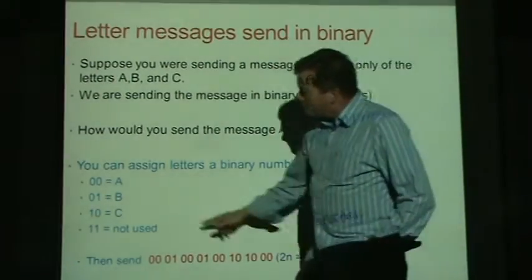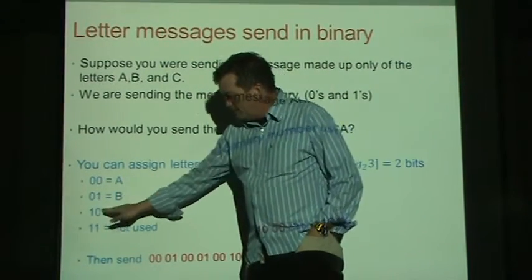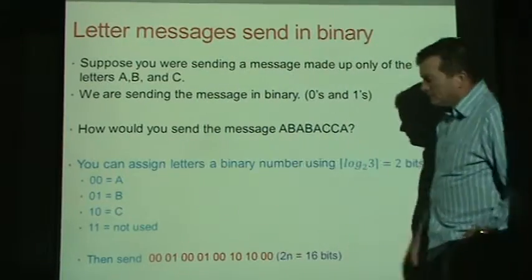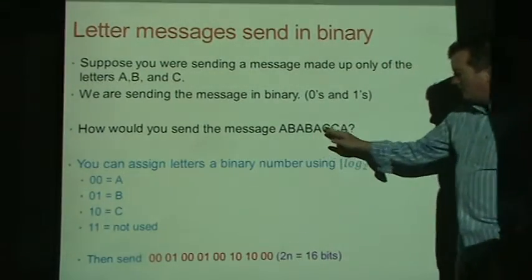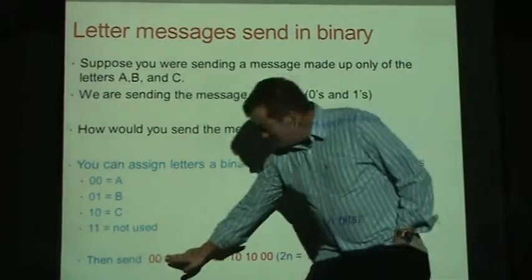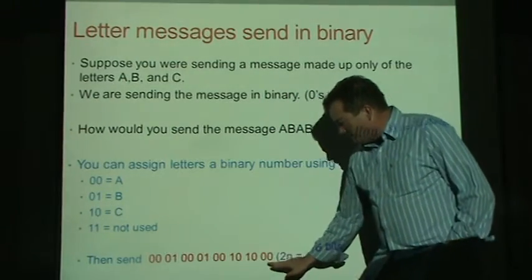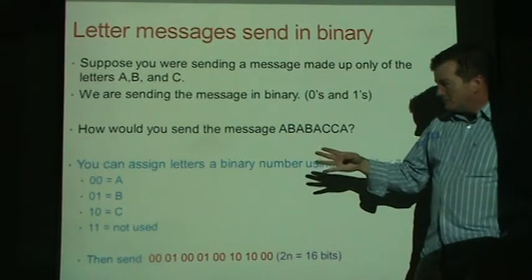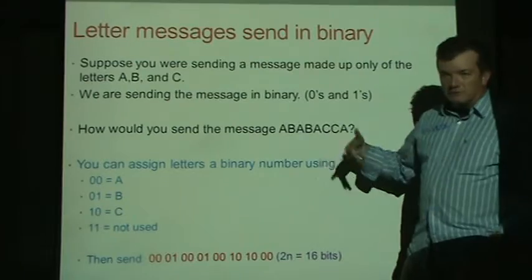So we could say, okay, 0, 0 is A, 0, 1 means a B, 1, 0 means a C, and 1, 1 will never be used. Okay, so now we can send the message. Here's our message, A, B, A, B, A, C, C, A. Right? It's a 16-bit message. We have to send 16 bits to send 8 letters, because each letter is 2 bits.